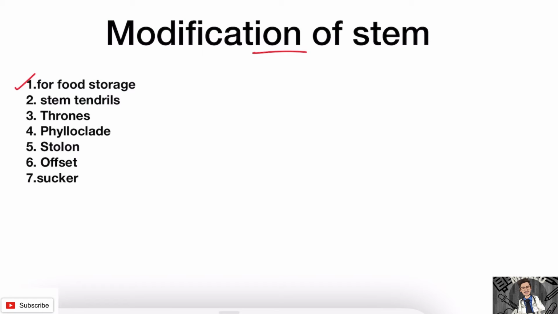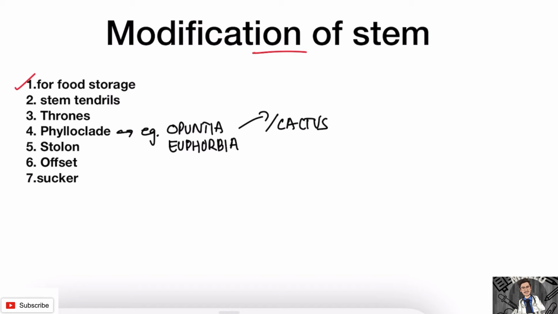Before understanding what a phylloclade is, you have to learn the examples opuntia and euphorbia. These are desert plants, so they can't lose much water from the stem surface. So the stem modifies to become opuntia, or its other name, cactus. The stem here modifies to become a flattened green structure, which is also photosynthetic.